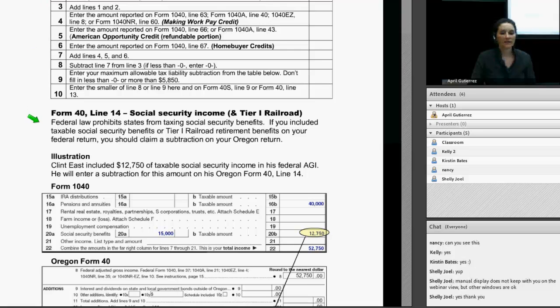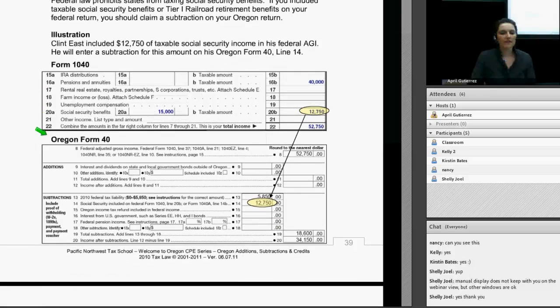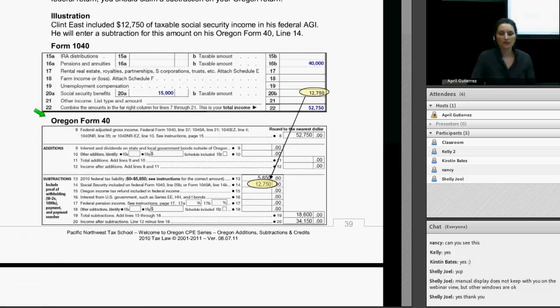Okay, Form 40, line 14, Social Security income and Tier 1 railroad. Federal law prohibits states from taxing Social Security benefits. If you included taxable Social Security benefits or Tier 1 railroad retirement benefits on your federal return, you should claim a subtraction on your Oregon return. And here is an illustration. Clint East included $12,750 of taxable Social Security income in his federal adjusted gross income. He will enter a subtraction for this amount on the Oregon Form 40, line 14.